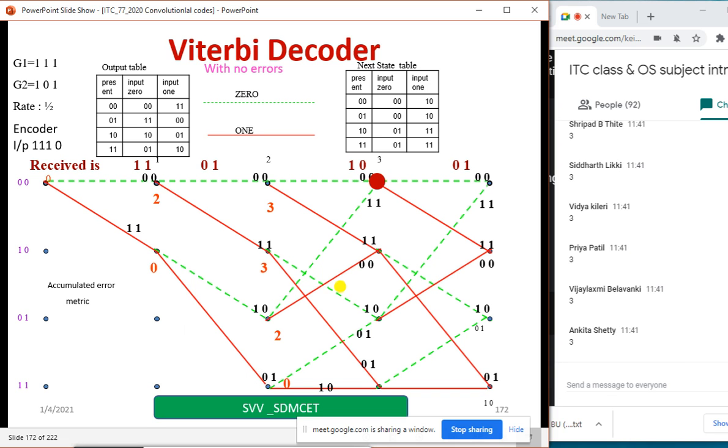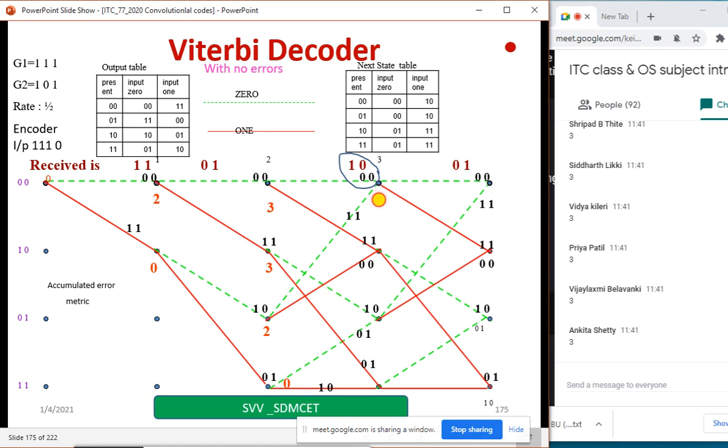Now, this is very important. For this point, when I want to find the Hamming distance or error metric, I have two paths. From this, 2 points are joining. See here. Observe carefully. So, considering these two paths, I have to find the Hamming distance or accumulated error metric. So, how to find it? Again, follow the same procedure. Now, the Hamming distance between these two: this is the output, this is the received. Hamming distance is 1 plus previous is 3.